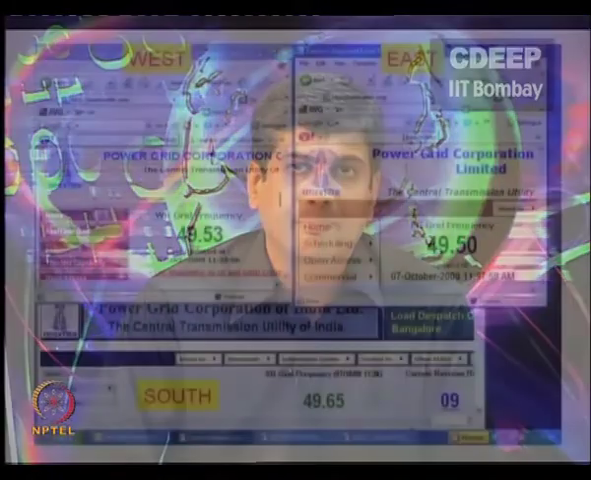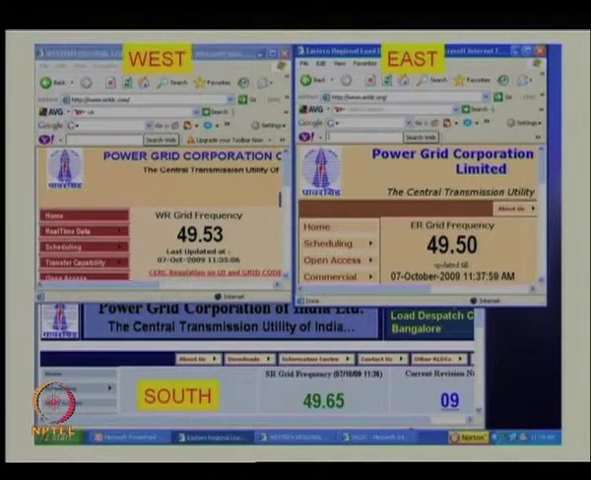In fact, I will show it to you at 3 locations. All these locations are more than 1000 kilometers apart. So, you see this is a screenshot of the frequencies reported at various points in the grid at more or less the same time. So, the time is approximately 11:35. It is not actually measured at the same time everywhere. So, what you see in the west and the east, that is at Mumbai and Kolkata, the frequencies are almost the same.